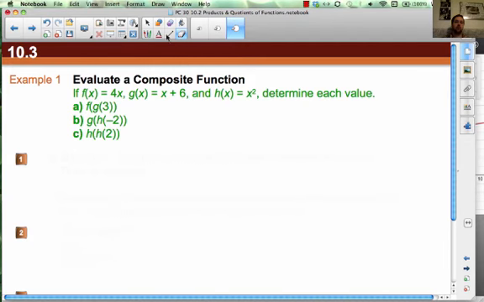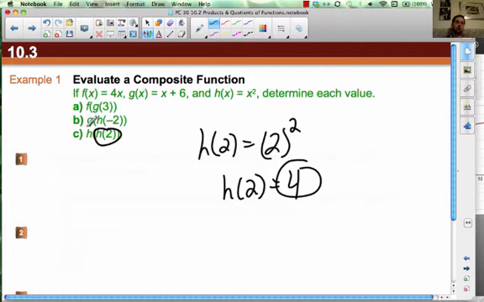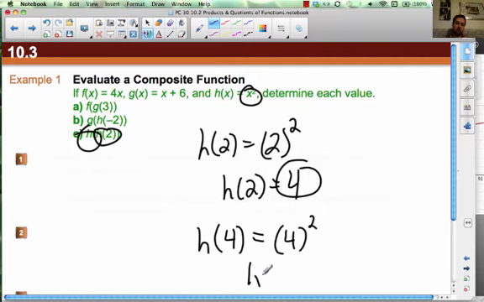Finally, h of 2. Yes, we can plug this same function into itself. So let's see what this looks like. Start on the inside. Let's just solve h of 2 first. So h of 2 equals 2 squared. h of 2 equals 4. So now we take this and we plug it into the h function. So h now of 4 equals, okay, h is x squared, so we go 4 squared. h of 4 equals 16. And this is the result of this.